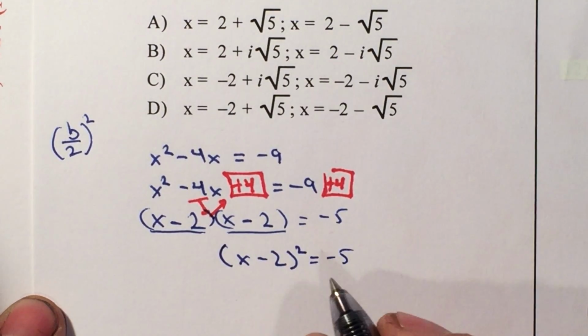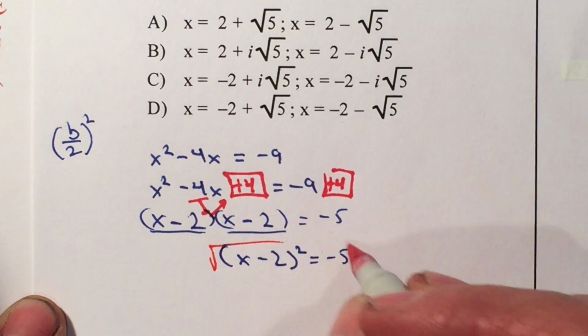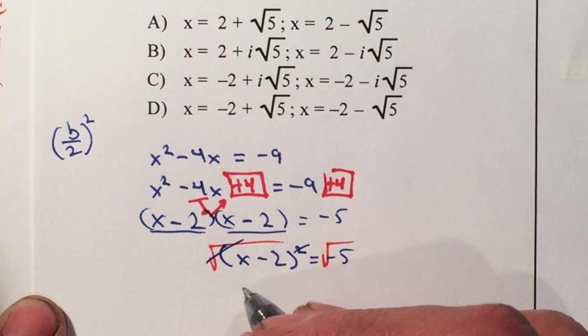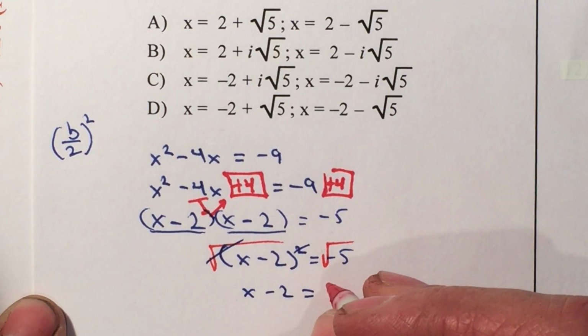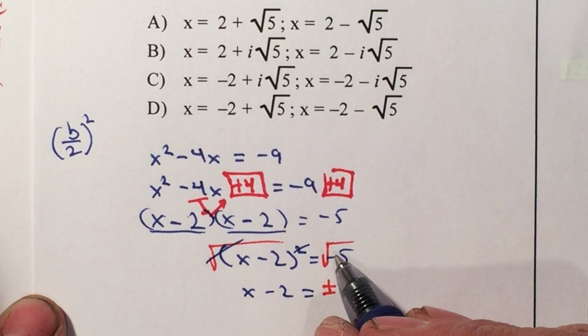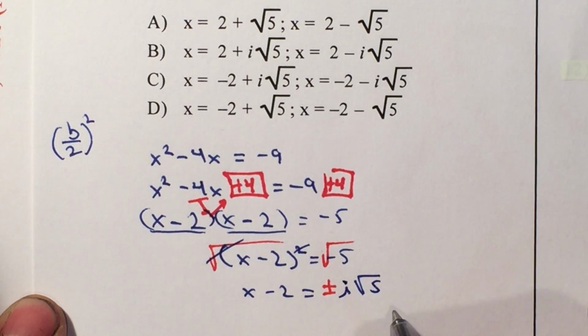Equal to negative 5. I want to get rid of the square, so therefore I'm going to take the square root on both sides. The square root and the square cancel, so I have x minus 2 is equal to, don't forget your plus or minus. When you take the square root, you need a plus and a minus. There's a negative inside the square root, so I need an i and square root of 5.